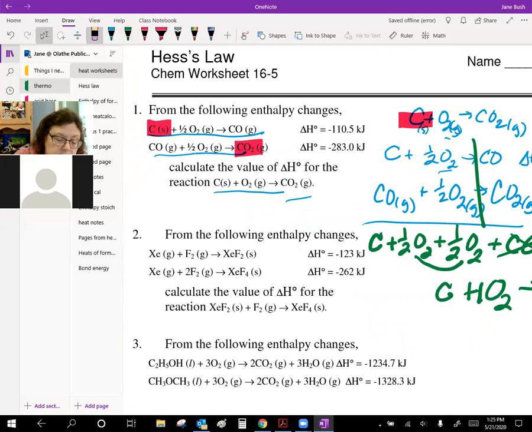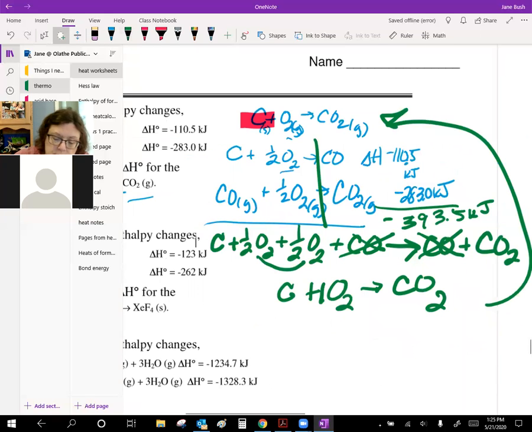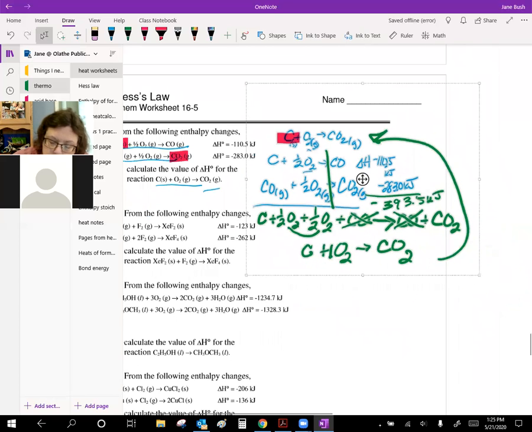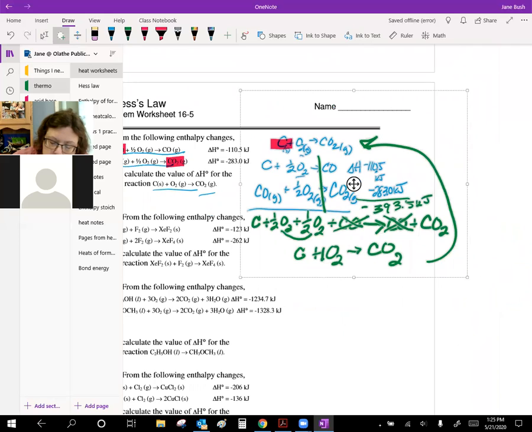Let me erase this. Well, no, I don't want to erase it because I want to give it to you guys. I'm just going to make it smaller. Maybe. There we go.